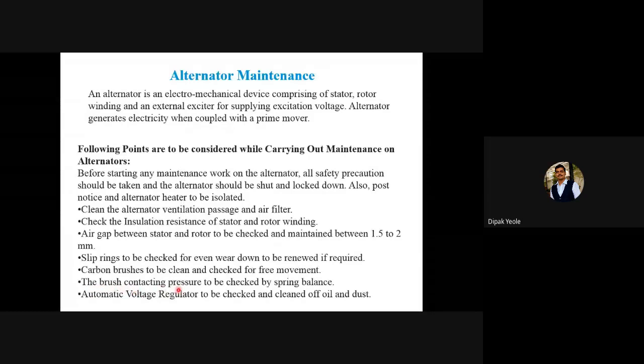The brush contact pressure is to be checked by a spring balance, and automatic voltage regulators are to be checked and cleaned of oil and dust. So there is a device called the automatic voltage regulator, AVR, and this device is associated with the alternator, and we have to check that also. Whenever there is oil or dust, we have to clean it.